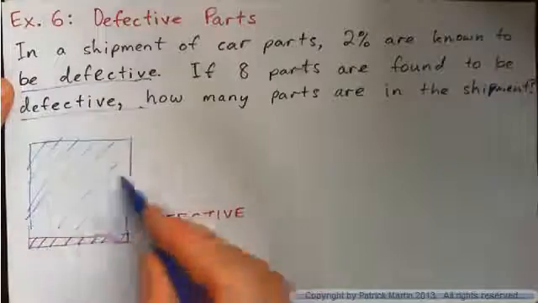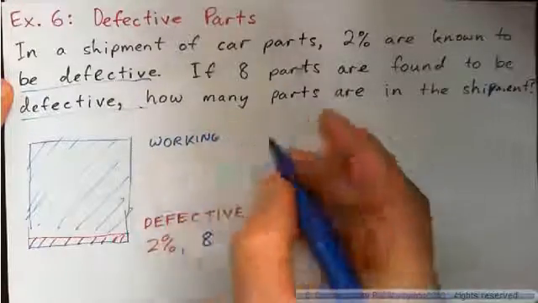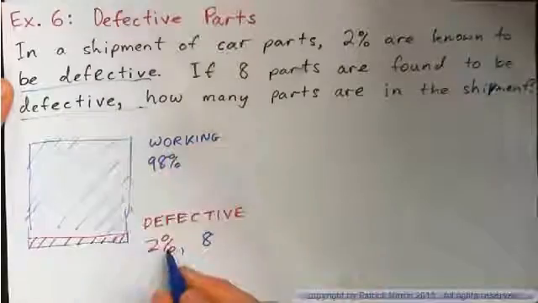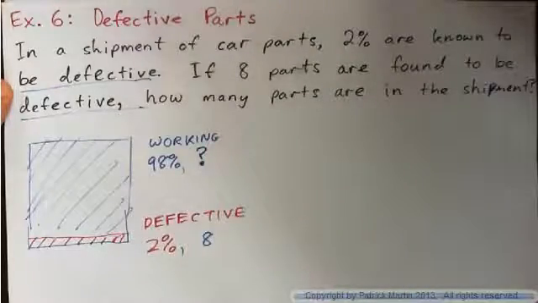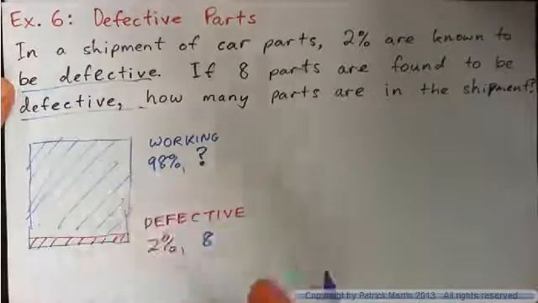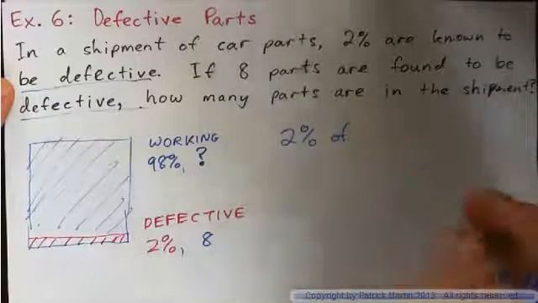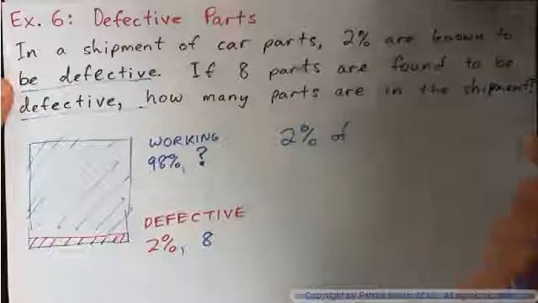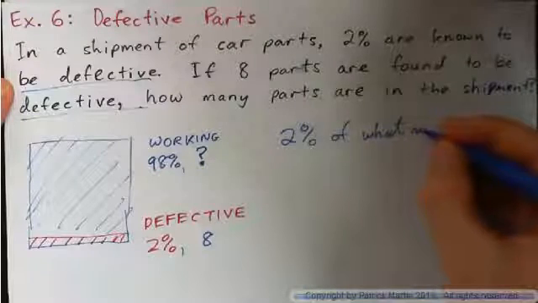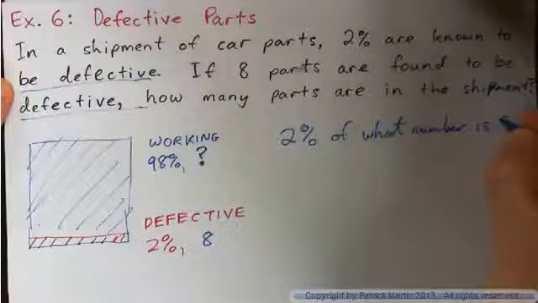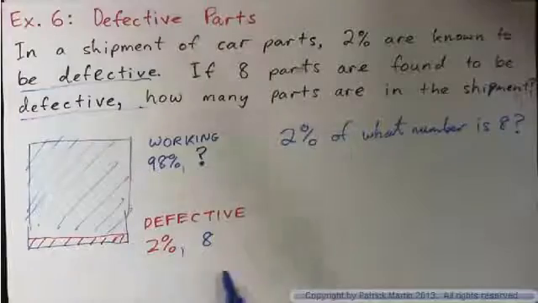Non-defective parts, parts that work, represent the majority, of course. The working, or non-defective, or functional parts would be 98%, right? Because 2% are defective, and we don't know what that number is. Anyway, what I'm trying to do is get you to think about it: 2% of what total number is 8? That's what we're trying to figure out. 2% of what number is 8? Because the 2% is the 8 parts.